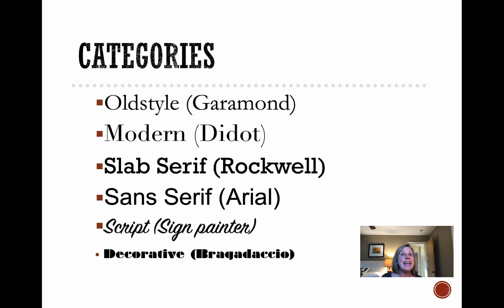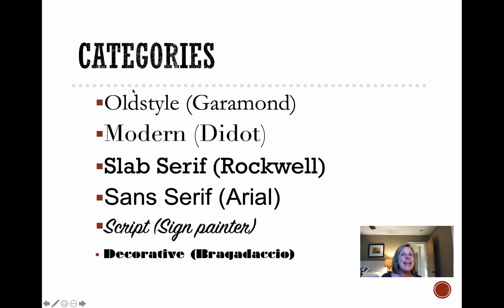Your book also has these examples. So please review your book, as well as this lecture, as well as last week's lecture if you need to. The categories of type: old style, modern, slab, sans, scripts, and decoratives.